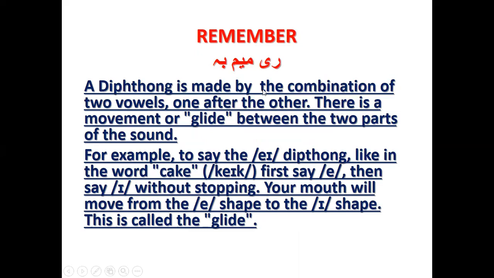A diphthong is made by the combination of two vowels, one after the other. There is a movement or glide between the two parts of the sound. For example, to say a diphthong like in the word cake, first say a, then say e. Then, without stopping, your mouth will move from the a shape to the e shape. This is called the glide. Okay, dear? Yes, sir.